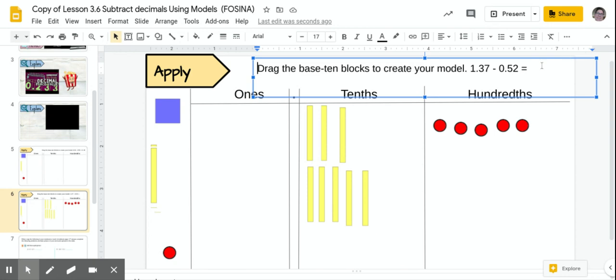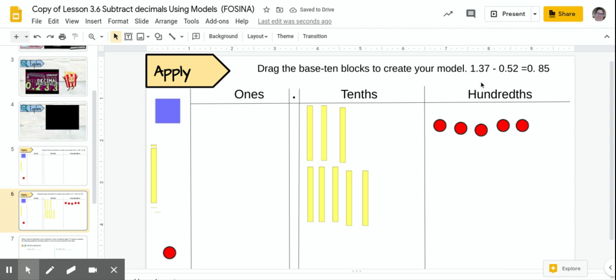So I'm going to type my answer. I have 0 ones, decimal. I have 8 tenths, and I have 5 hundredths. So when I subtract 52 hundredths from 1 and 37 hundredths, my answer is 85 hundredths.